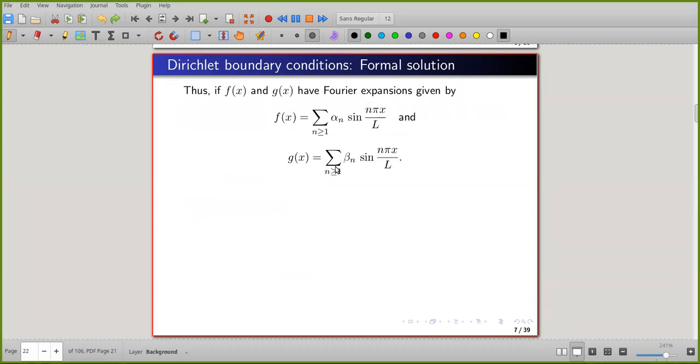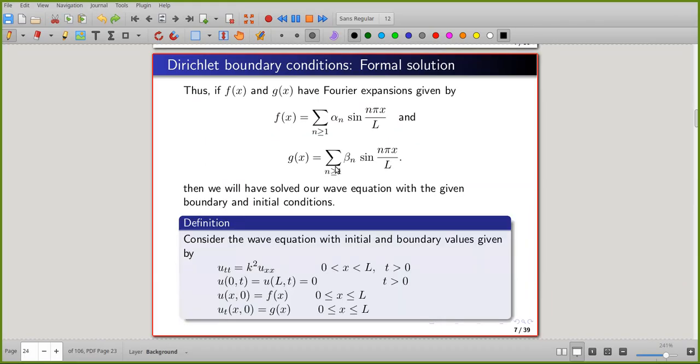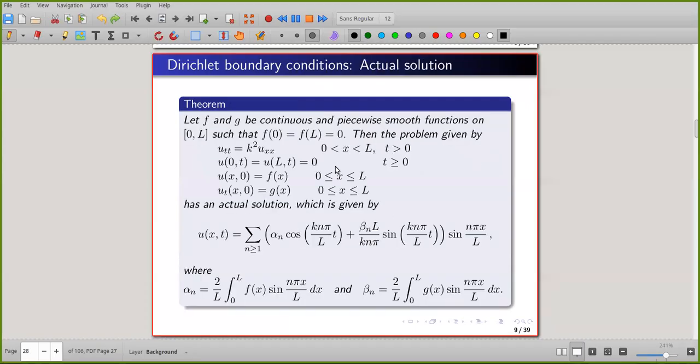Okay, great. So let me just go to the slide which gives the final solution. Let f and g be continuous and piecewise smooth functions on [0, L], so that f(0) is equal to f(L) is equal to 0. That's because we want our wave to be of this type, between 0 and L. The position of the wave is given by f(x). And this is the differential equation we want to solve. This has a solution which is given like this, where the alpha_n's are this and the beta_n's are this.